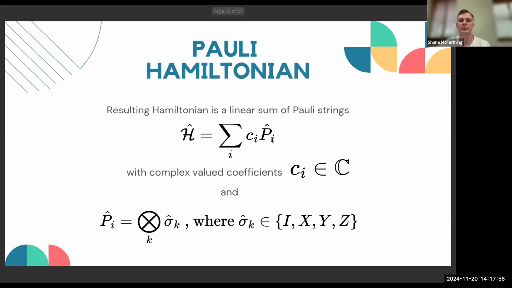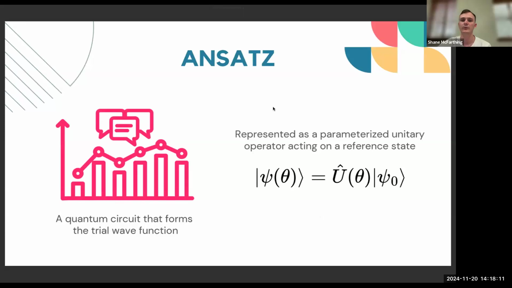Even though this is a Hermitian operator, it isn't unitary, but it's just that we have it expressed in terms of unitary operators here when we have the I, X, Y, and Z. And this will be important when we perform our measurements of the energy of the state. So the next step, which was really the crucial step in VQE, is the ansatz.